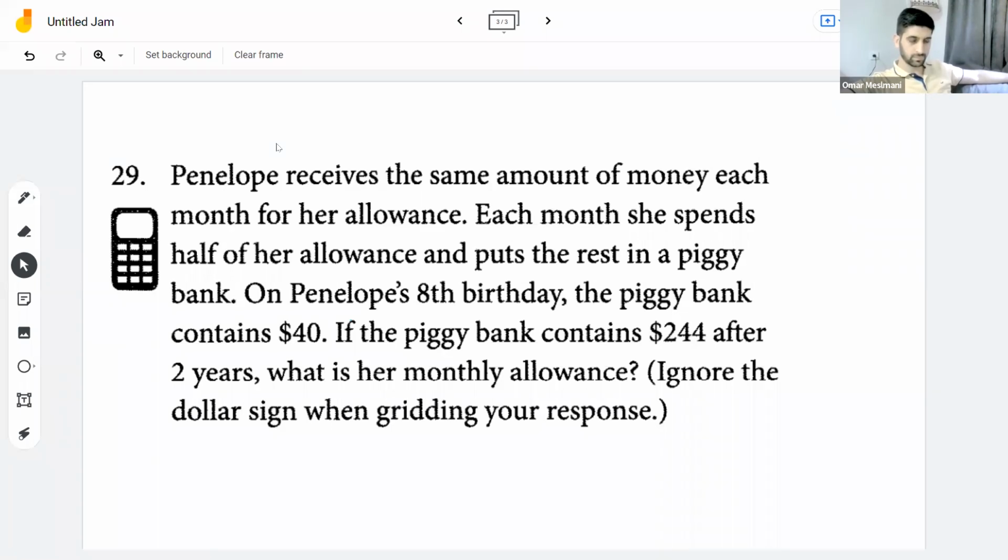So he asked us about the rate here, right? He's not asking for the rate, he's asking for how much her monthly allowance is. Okay, should I solve it with you?